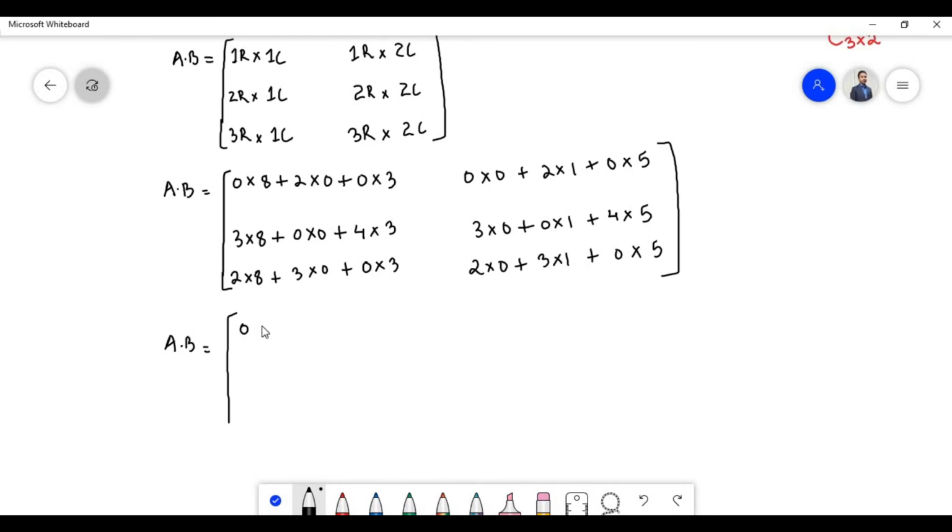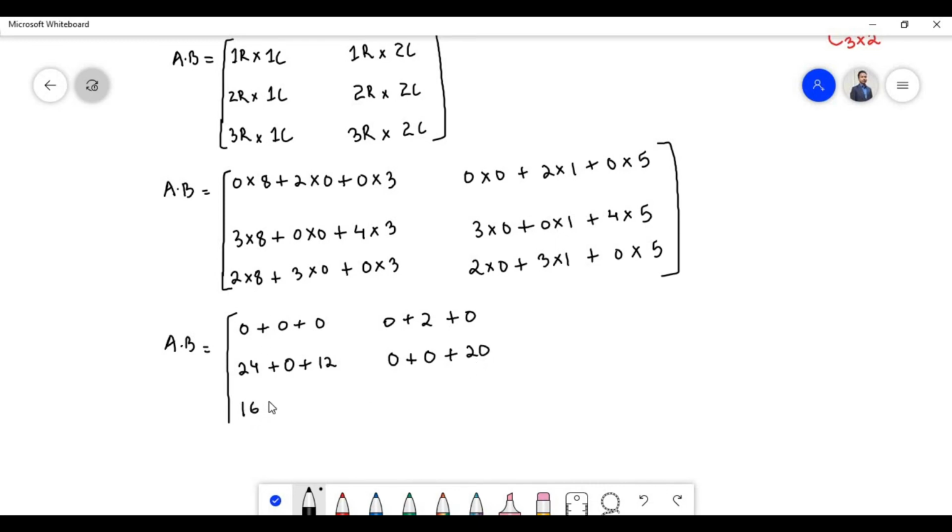0 times 8 equals 0 plus 2 times 0 equals 0 plus 0 times 3 equals 0. Next 0 times 0 equals 0 plus 2 times 1 equals 2 plus 0 times 5 equals 0. 3 times 8 equals 24 plus 0 times 0 equals 0 plus 4 times 3 equals 12. Next 3 times 0 equals 0 plus 0 times 1 equals 0 plus 4 times 5 equals 20.